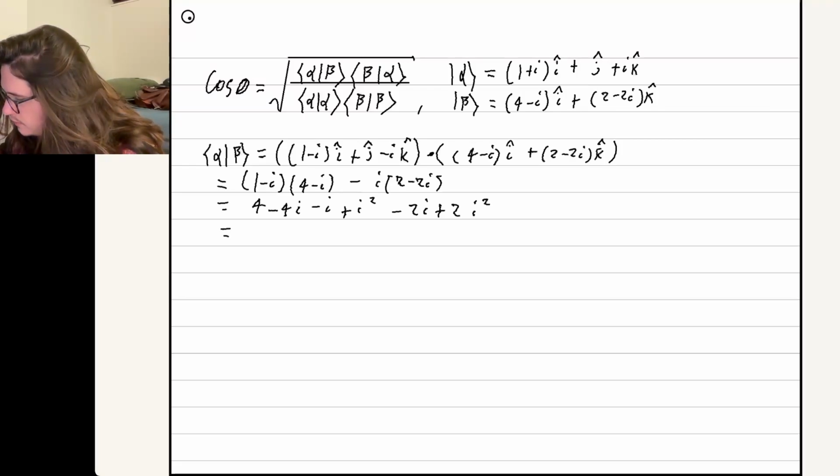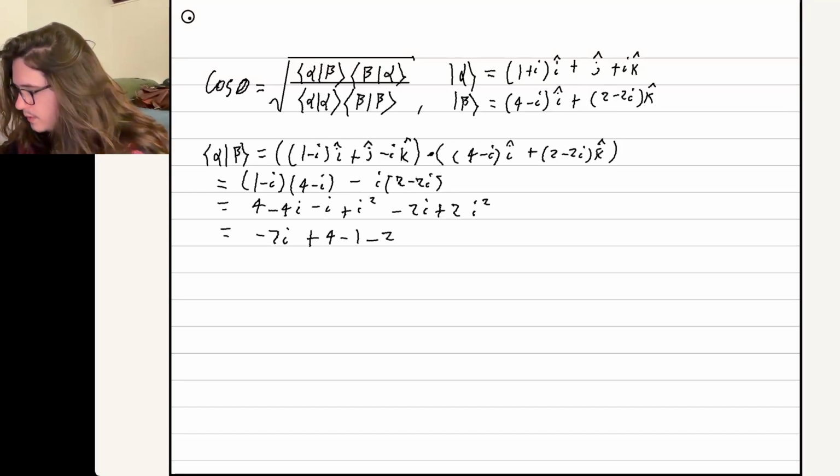We'll collect the terms which depend on the i. There's the 4 and the 1 and the minus 2, so that makes minus 7i. And then we've got the 4 from before. We're going to turn plus i squared into minus 1. We're going to turn plus 2i squared into minus 2. So that makes 4 minus 3, which is 1. So it's just 1 minus 7i.